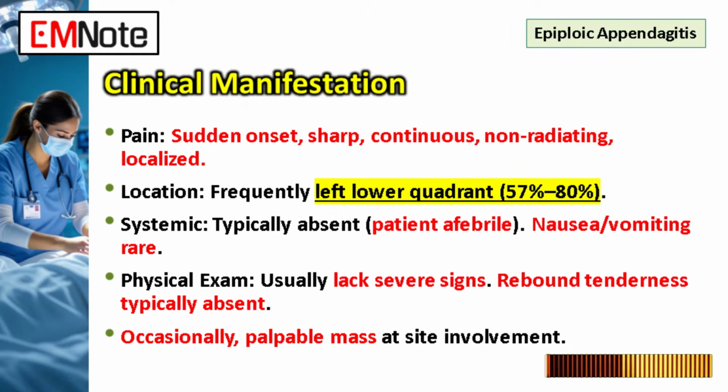So if the location can fool us, what about systemic signs? Fever, feeling generally unwell. This is where EA often differentiates itself. Systemic symptoms are usually absent. Patients are typically afebrile. Nausea and vomiting are quite rare. And that classic rebound tenderness you look for in surgical abdomens, usually not there with EA. So a patient who looks relatively well but is complaining of this intense specific spot of pain. That's a very common picture. If you see high fever, significant leukocytosis, someone looking toxic, you really need to think beyond EA.